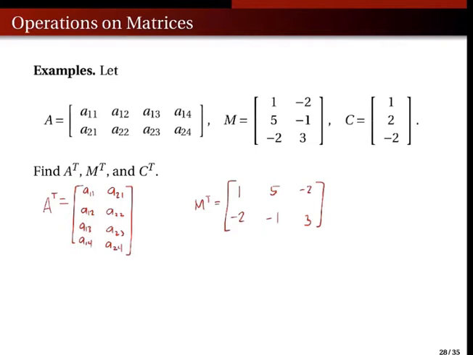And you have your C transpose. So your C, it's a column vector. When you get the transpose of that, it becomes a row vector. So it becomes 1, 2, negative 2. Okay? 1, 2, negative 2. Question? For the transpose, it's an easy operator.